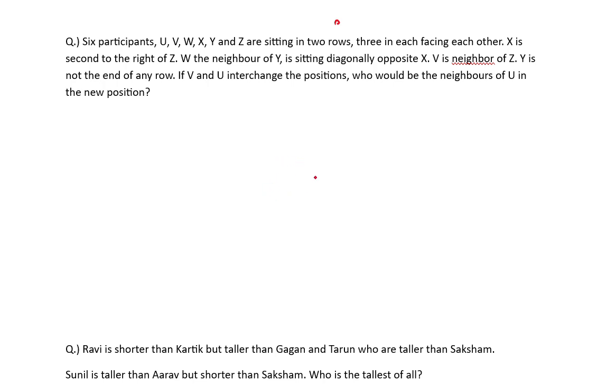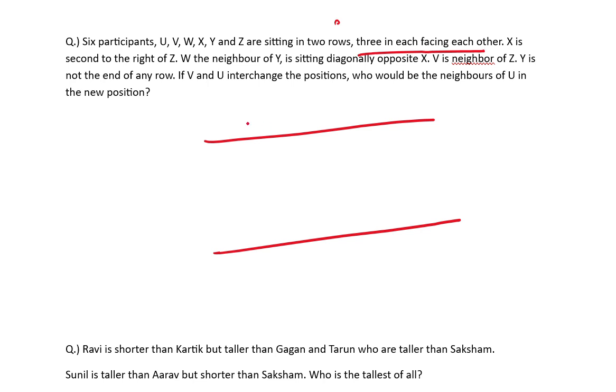U, V, W, X, Y, Z are sitting in 2 rows. According to the question, there are 2 rows, 3 in each, facing each other. 3 people are there in each row. X is second to the right of Z.